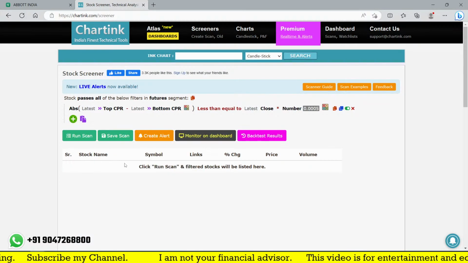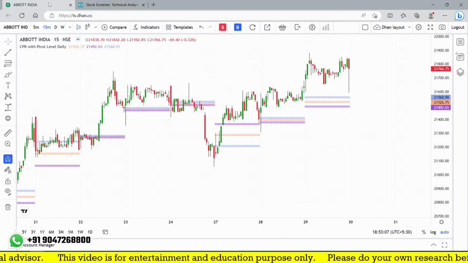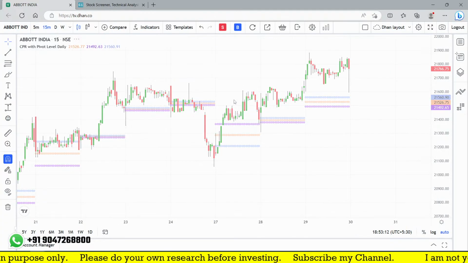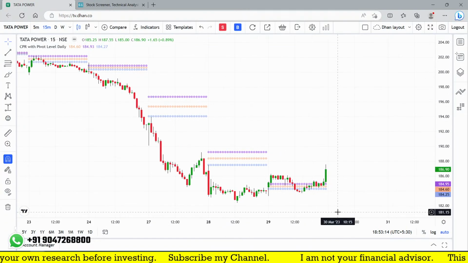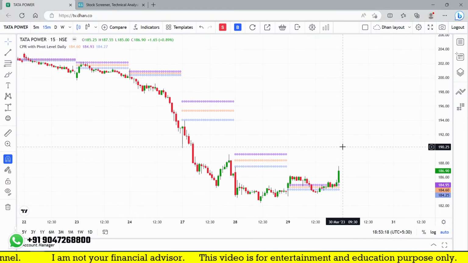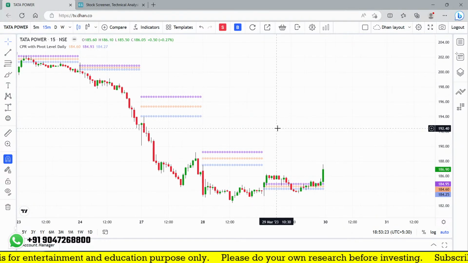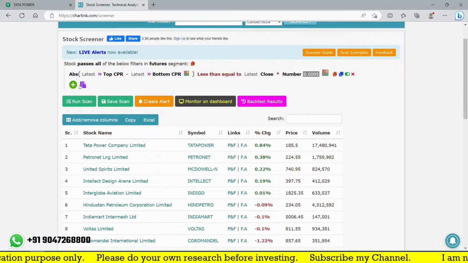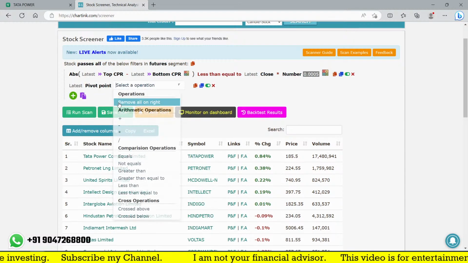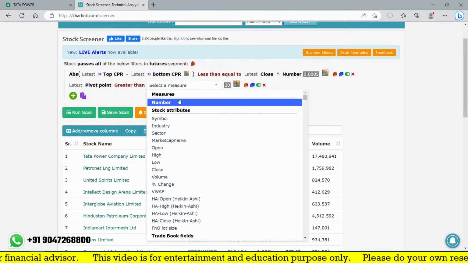Let me check if this line is helping you. Tata Power is the stock, Petronet. So let me go to Tata Power today, because with any time frame, whatever the time frame, 15 minutes, compared to the previous one it is lower than that. So even we need to filter out. Compared to the previous day, it is not very narrow. So let me add some more conditions to get even better. Pivot point must be greater than top CPR.